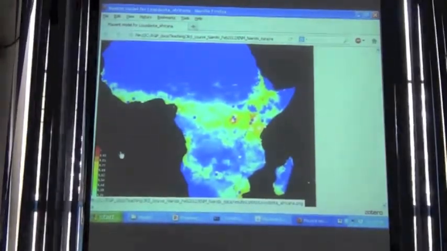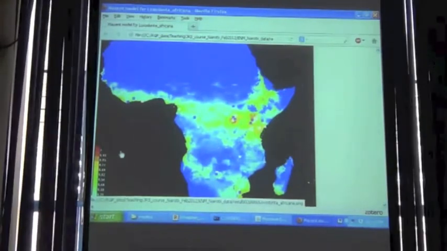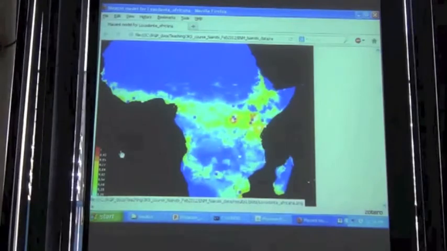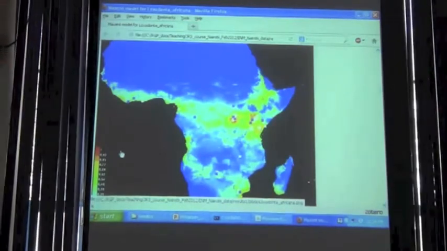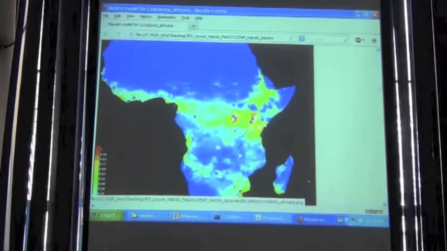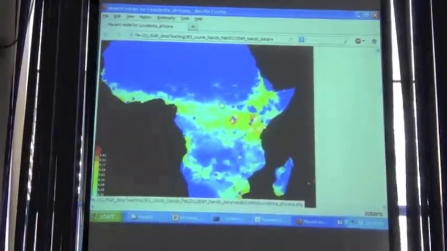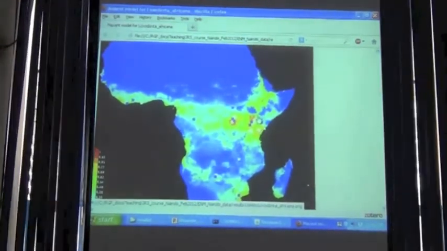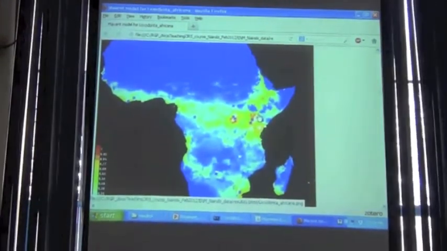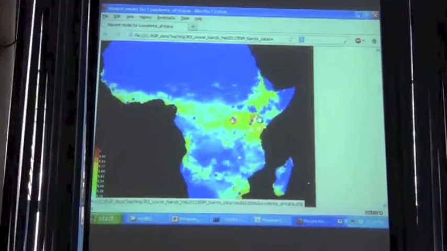In the way that Maxent is displaying by default, the lower probabilities are shown in blue, going through the greens, through the yellows, through the oranges, the reds, and going up in higher probabilities. So you'd expect to see higher probabilities where we have occurrence records for the species. Okay? This is a great way of just instantly visualizing what my model looks like.